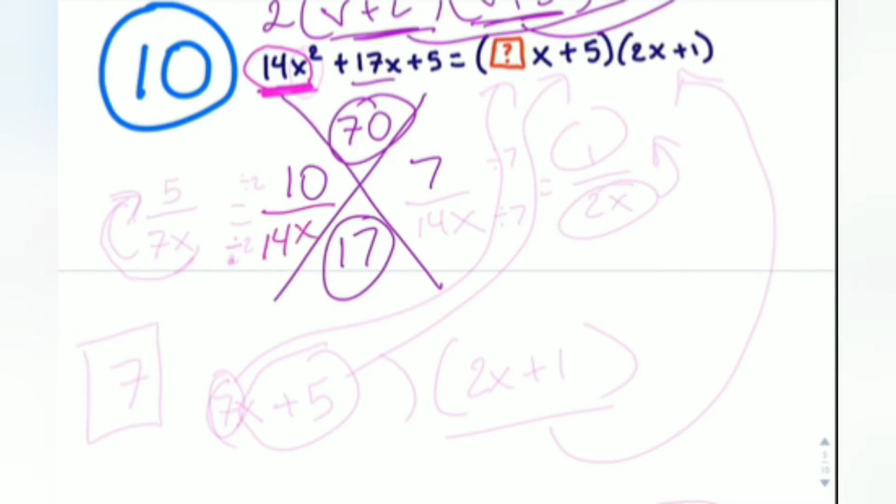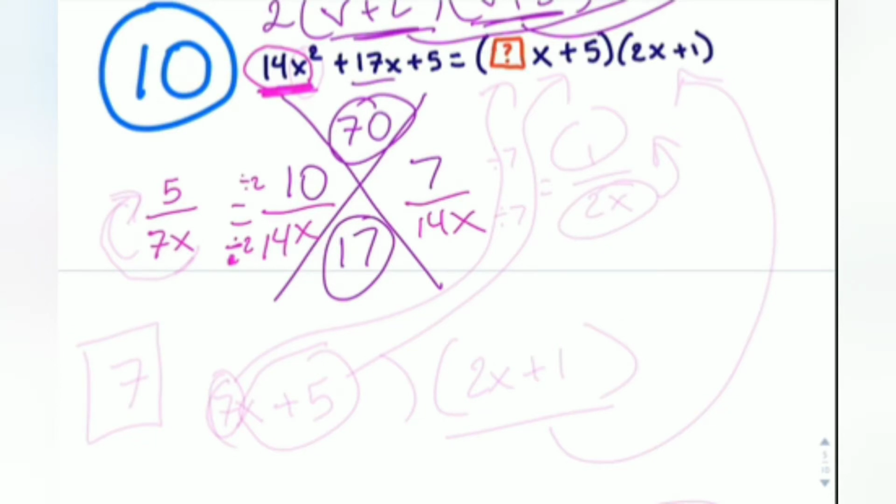So 14x, 14x. And if you can, you simplify. So 10 over 14 is divisible by 2. So you divide both of them by 2, because that's how you simplify. Divided by 2, it would be 5, and this will be 7x.